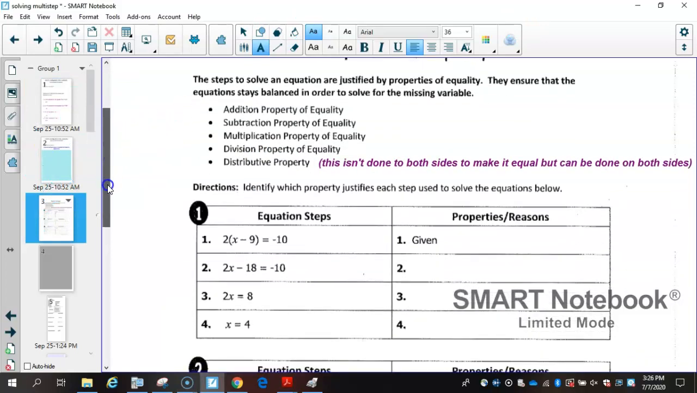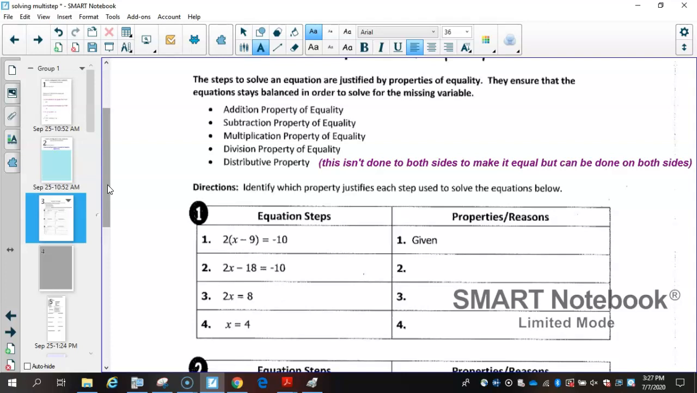On this next page, these are justifications. So think back to your algebraic properties. This is kind of along those lines, explaining or justifying what was done in each step. But then it takes it a little bit further. It talks about these properties of equality.